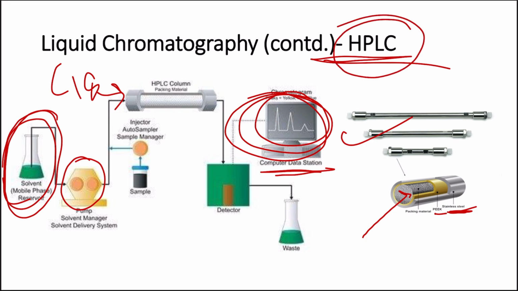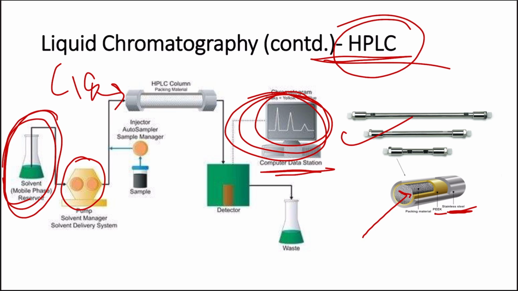So HPLC has the advantage that it is done very easily, it requires less time, and it is more efficient than the normal chromatography. The normal chromatography is a little bit qualitative in nature, whereas high performance liquid chromatography is more quantitative in nature.